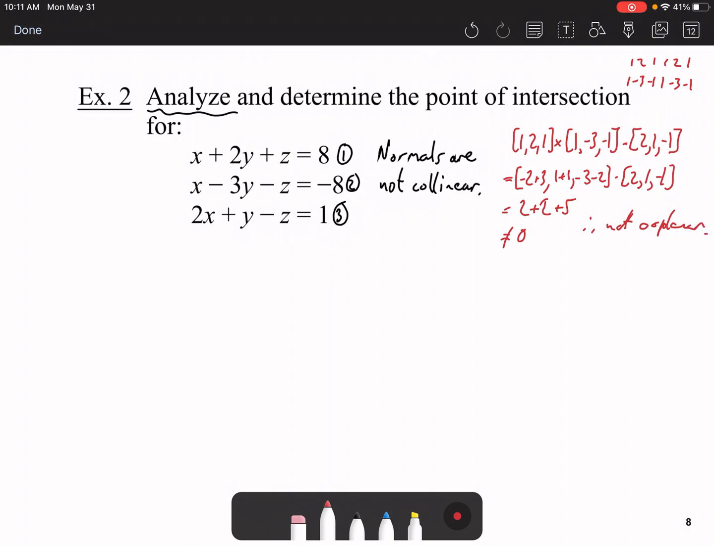So that means that this actually intersects in a point. So let's find that point of intersection. And again, when it says determine the point of intersection, it doesn't necessarily mean there is a point of intersection. There could be multiple points of intersection, as in they form a line, or they may form a plane, or they may not even intersect at all. Okay, so what you do is you start by eliminating one variable from your first two equations. So I'm going to eliminate the variable z.